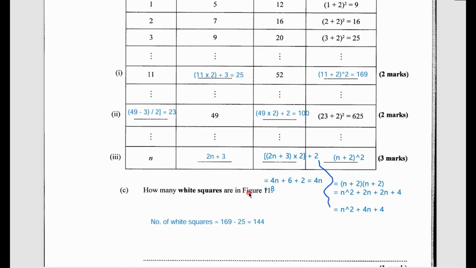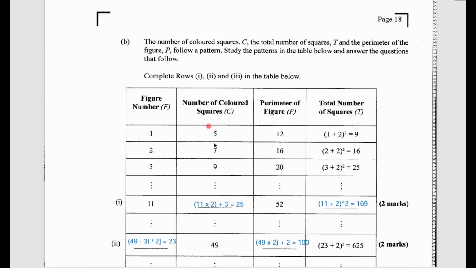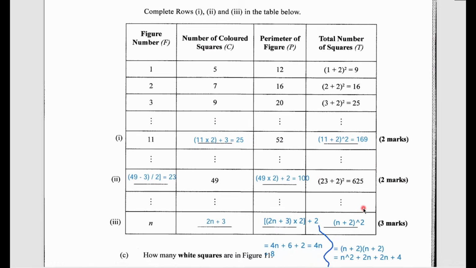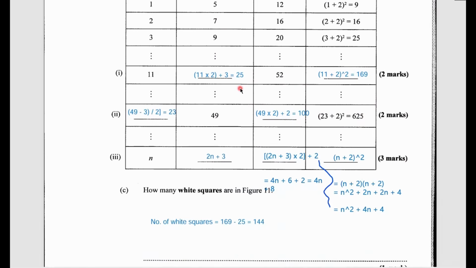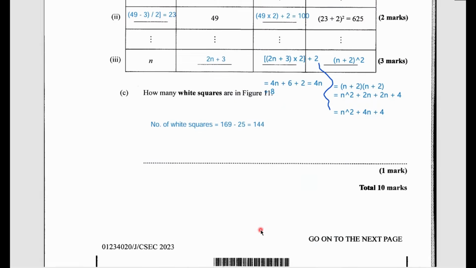Now, how many white squares are in figure 11? Sorry, I was getting caught up with the plus 8 there, but it's 11. With 11, we know that the number of colored squares is 25, and the total number of squares is 169. So the number of white squares will be 169 subtract 25, because it's only 2 colors, white and colored, right? So it's 169 minus 25, you get 144.